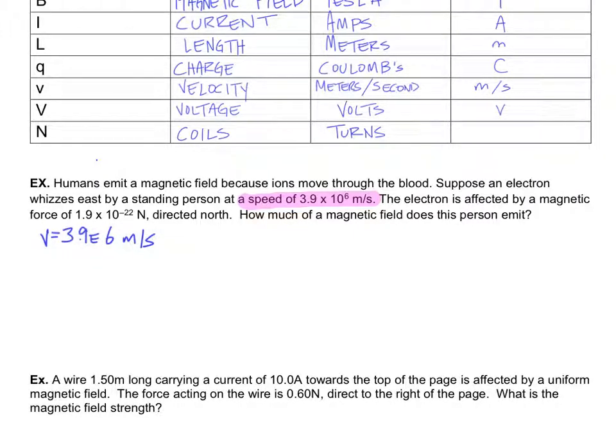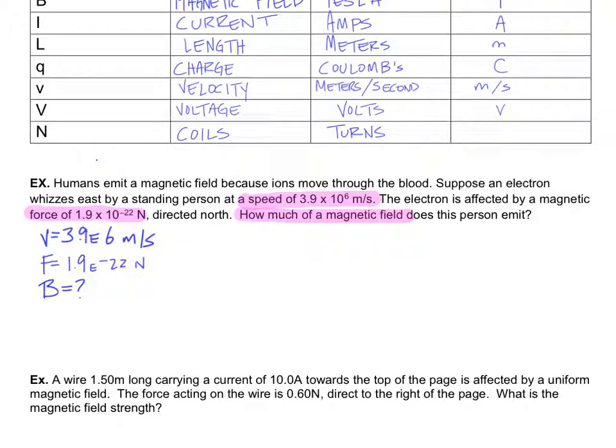Okay. It also goes on to tell me that the electron is affected by a magnetic force of 1.9 times 10 to the negative 22. So that information is telling me the force, which is F, 1.9 times 10 to the negative 22, measured in newtons. It says how much of a magnetic field does this person emit? So in other words, I'm trying to solve for magnetic field, which is a capital B.